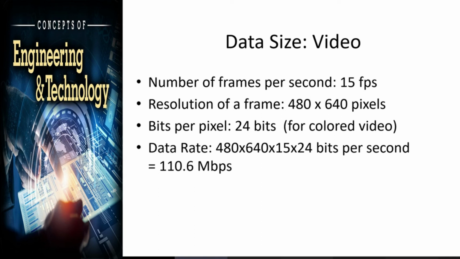So we are taking 24 bits. The frame resolution multiplied by the number of frames per second and the bits per pixel will give you the data rate we require. So almost 110.6 Mbps is required for very good streaming levels.